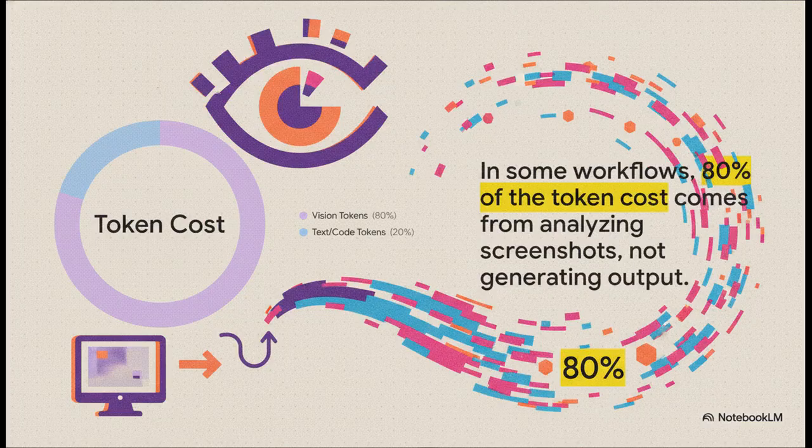All right, another massive hurdle is the cost. See, these AI models think in little pieces called tokens, and you basically pay for how many you use. And with this system, the act of constantly taking and analyzing screenshots uses a ton of these super expensive vision tokens. In fact, as you can see here, in some cases, a whopping 80% of the cost comes just from looking at the screen, not even from doing the work. It can burn through your usage limits insanely fast.